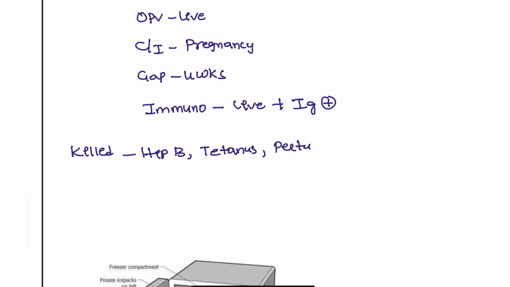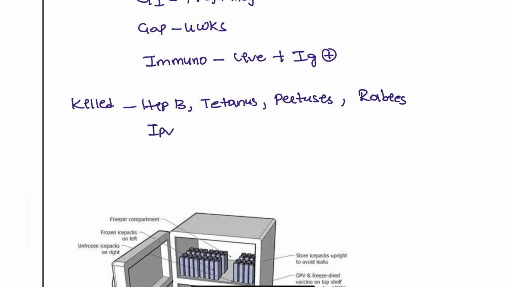pertussis, rabies vaccine, and also IPV. IPV is also a killed vaccine, and there is no contraindication for pregnancy. No contraindication for pregnant patients.